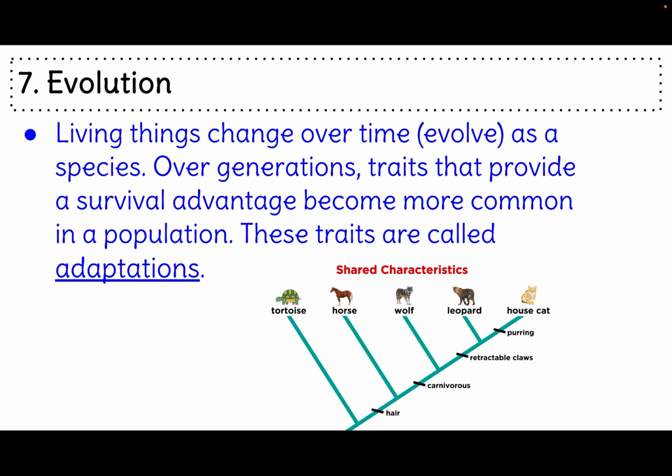In the image down below, you see the evolutionary tree of a tortoise, hare, wolf, leopard, and house cat. In this visual, the adaptations are listed in black. So hare, carnivorous, retractable claws, and purring are all seen as those adaptations that cause the species to change over time.